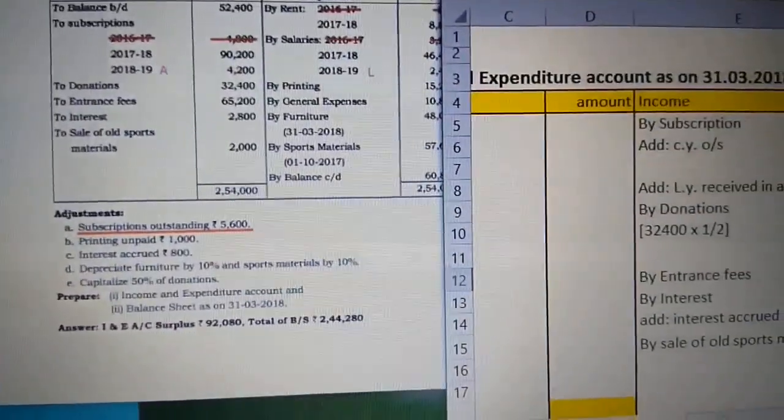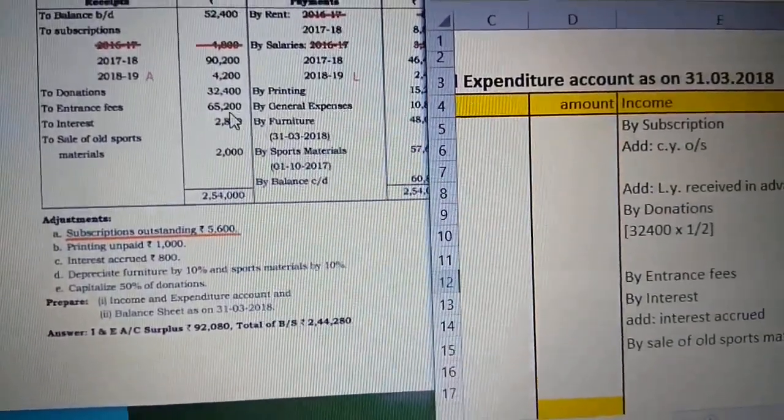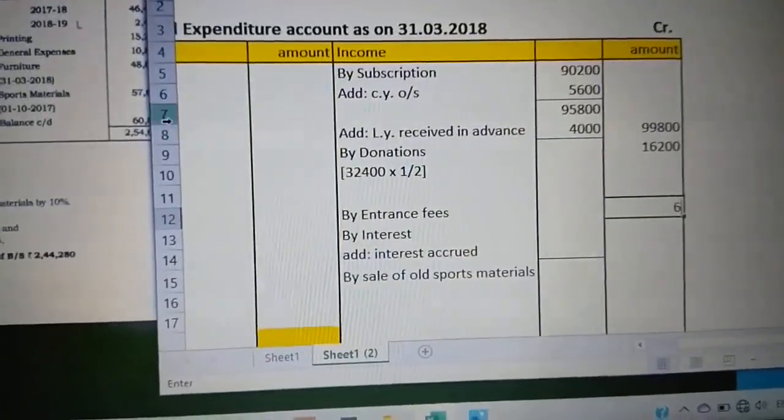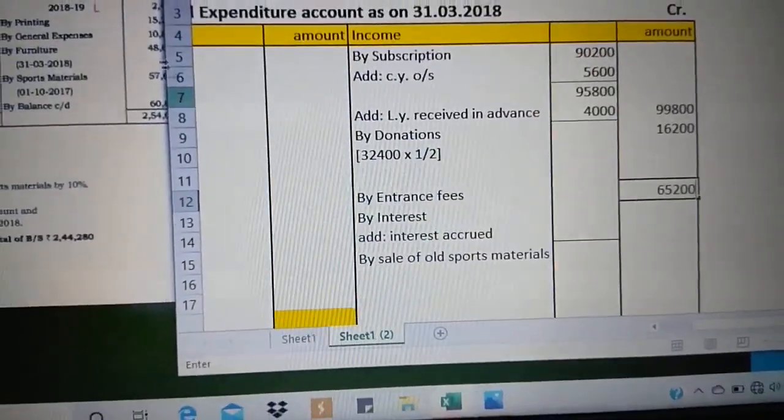So what is the value given here? 65,200. So I'm just going to take 65,200.